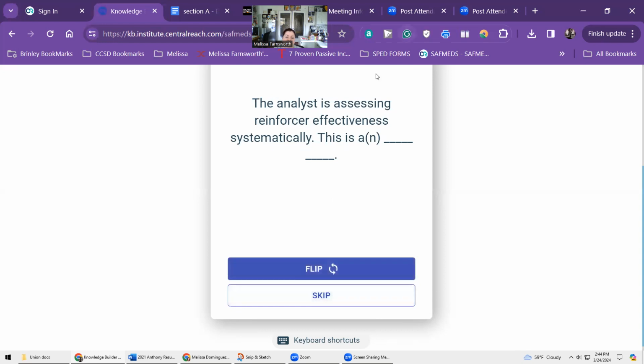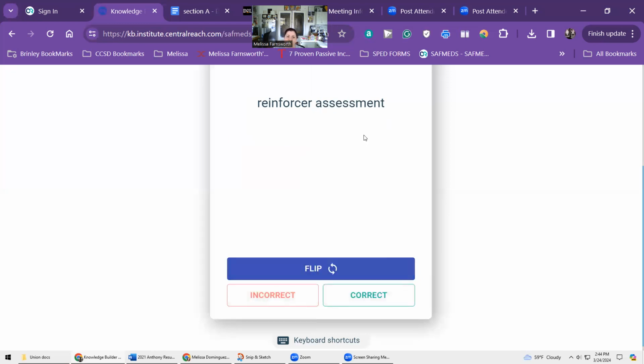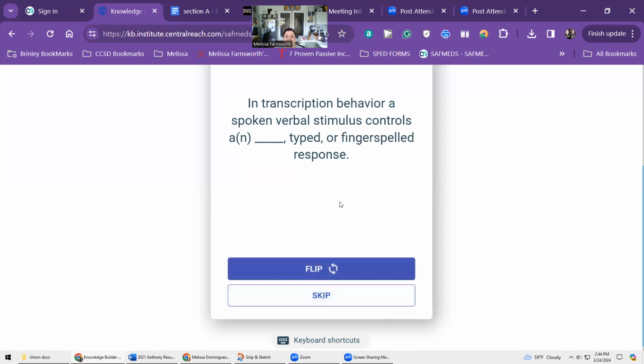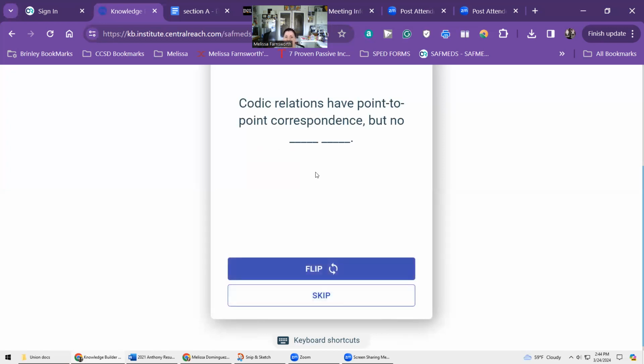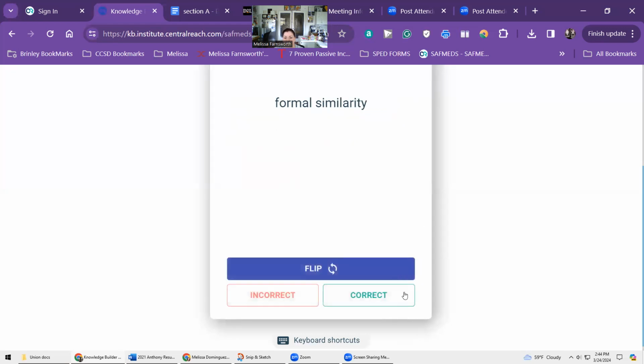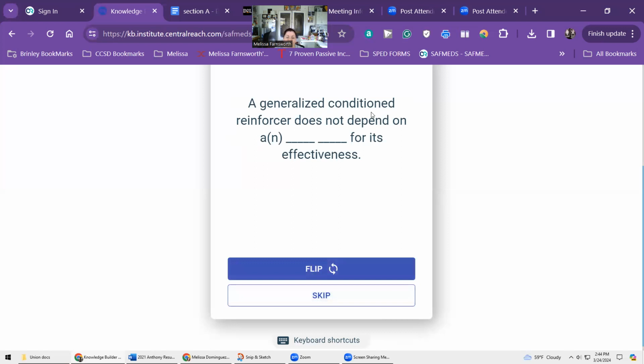The analyst is assessing reinforcer effectiveness systematically. This is a reinforcer assessment. In transcription behavior, a spoken verbal stimulus controls a written, typed, or finger-spelled response. Codic relations have point-to-point correspondence, but no formal similarity. A generalized conditioned reinforcer does not depend on an establishing operation for its effectiveness.